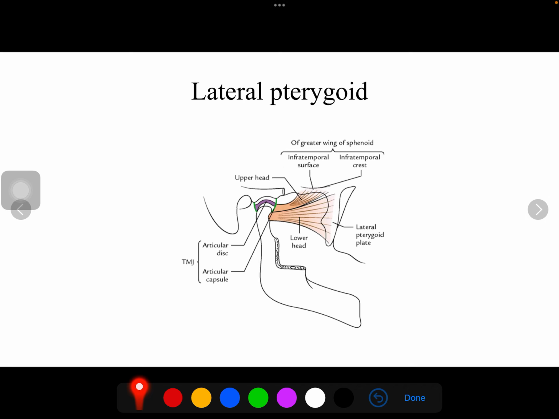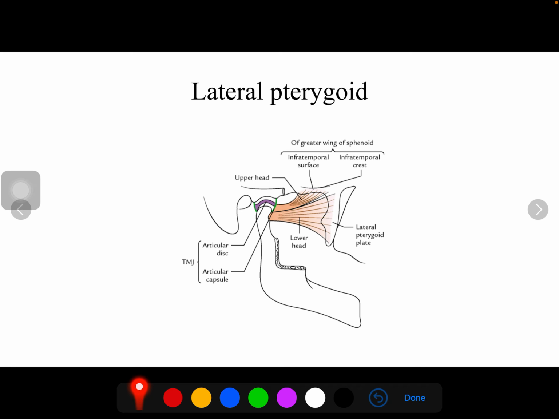The next one is the lateral pterygoid muscle. It is roughly triangular in shape with the base, which is the origin, directed anteriorly. The apex, which is the insertion, is posterior, and it is a short muscle. It has 2 heads, a smaller upper head and a larger lower head.